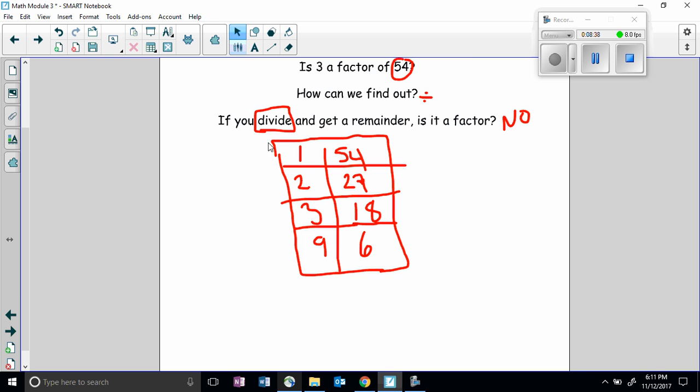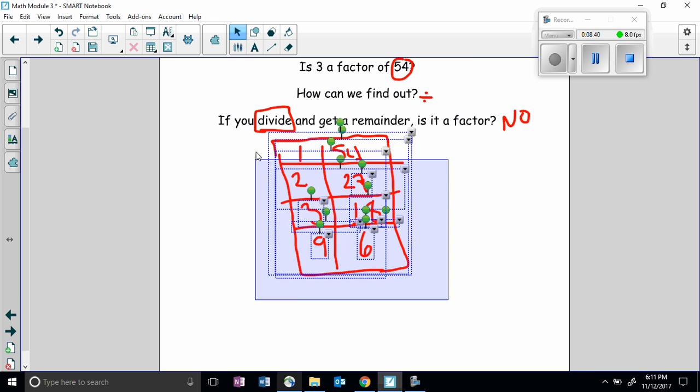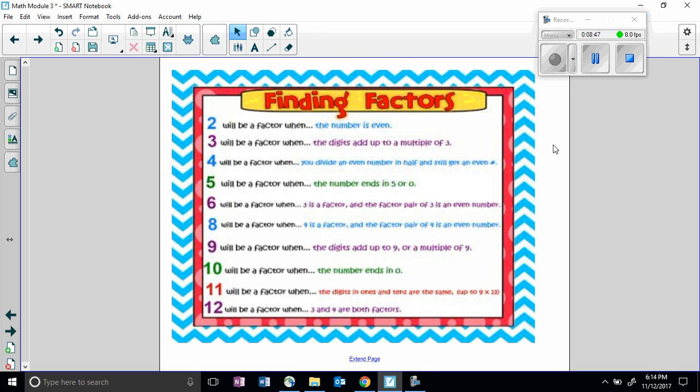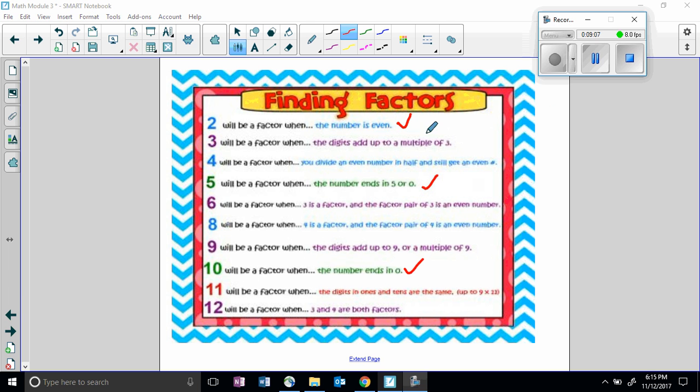So we already learned our 5s and our 10s trick. We can learn our other tricks too. So here are some of those patterns we also refer to. Ones that we have already gone over. 2 will be a factor when the number is even. We knew that. 5 will be a factor when the number ends in 5 or 0. We've gone over that one. 10 will be a factor when the number ends in 0. We've gone over that.